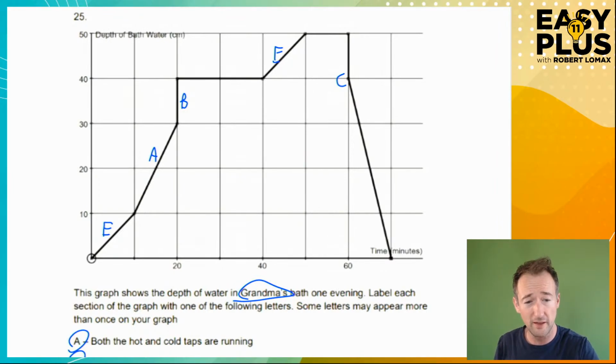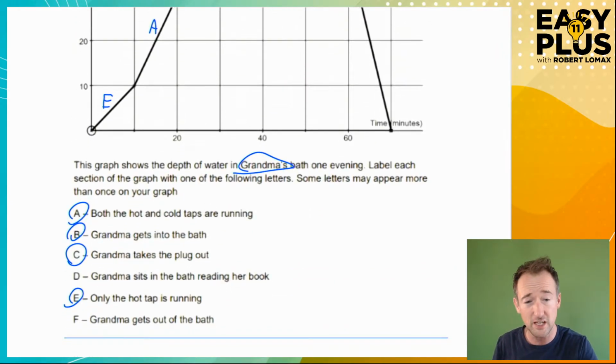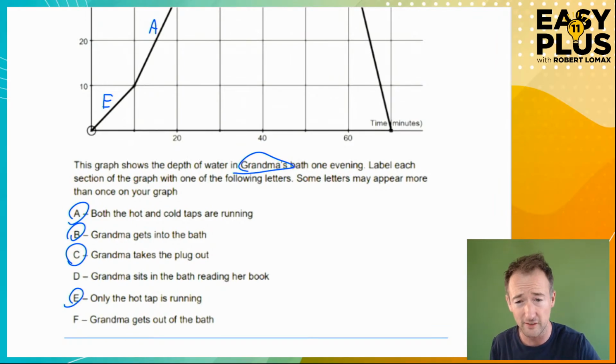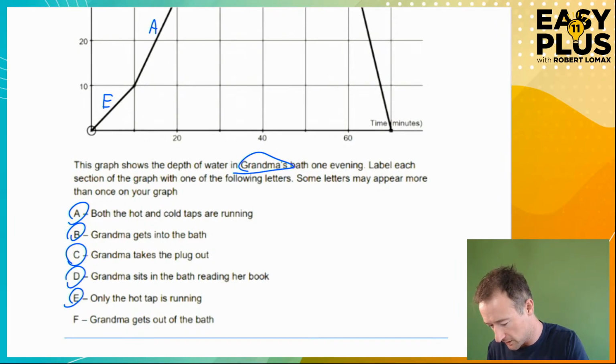So if you don't get that right, there's definitely a mark to be lost. I feel like that's sort of the sneaky moment in the question. Not unfair, but sneaky. It's testing your detailed understanding, not just your ability to whack labels on in generally correct places. Grandma sits in the bath reading her book.